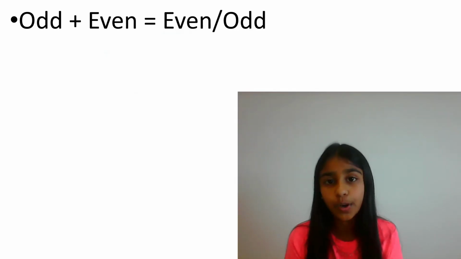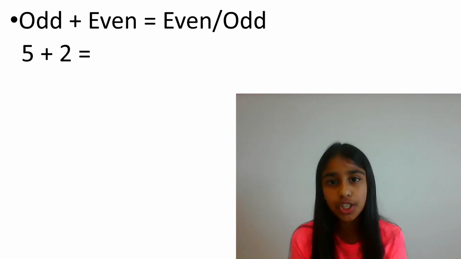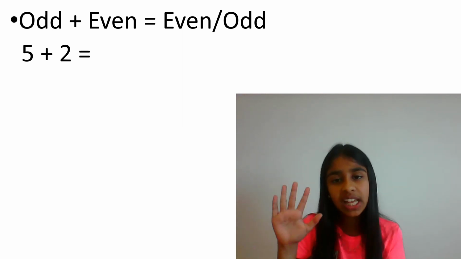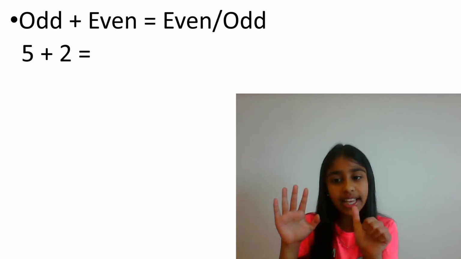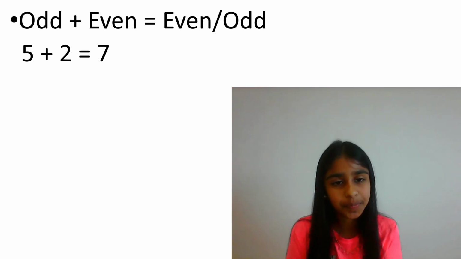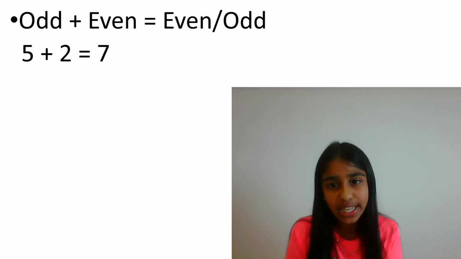Now we are going to do odd add even. An example is 5 add 2. 5 is an odd number and 2 is an even number. We have 5 and we add 2 more. 5, 6, 7. So the answer is 7. You know that 7 is an odd number.